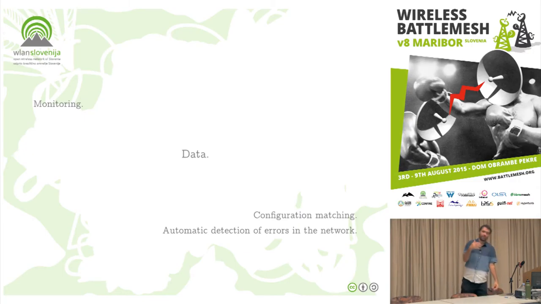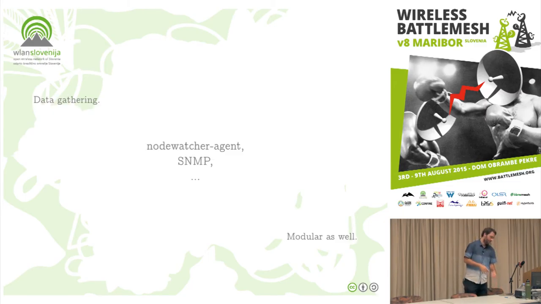This automatic detection of errors in the network is also useful because it teaches the community how to solve things. Once you detect an error, you can also add nice messages and instructions on how to address common errors. And then they can start fixing those by themselves.